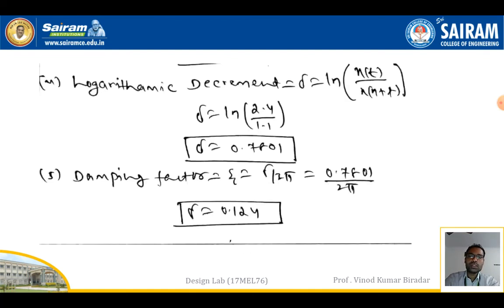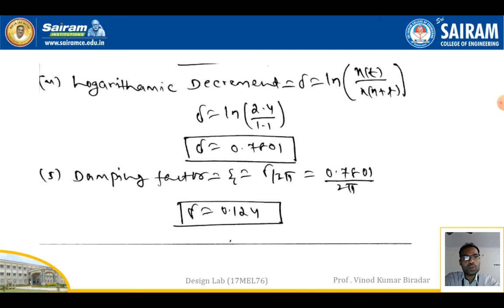Once you calculate the natural frequency, automatically you can calculate the logarithmic decrement. Here the formula is delta = ln of x(t) divided by x(n+t). Substituting here, x(t) is nothing but x1 by x2, that is the first maximum amplitude and the second maximum amplitude.